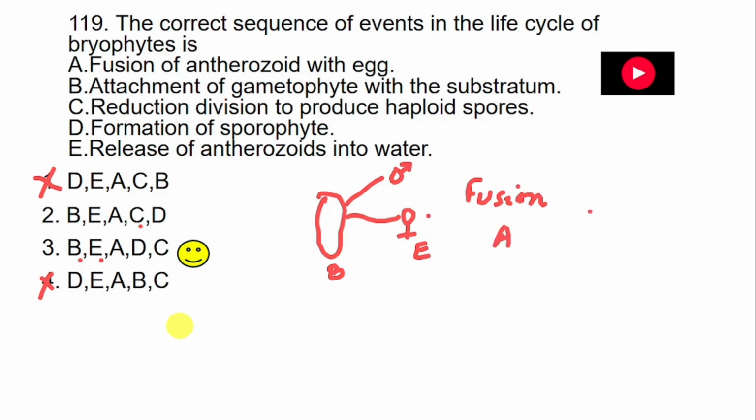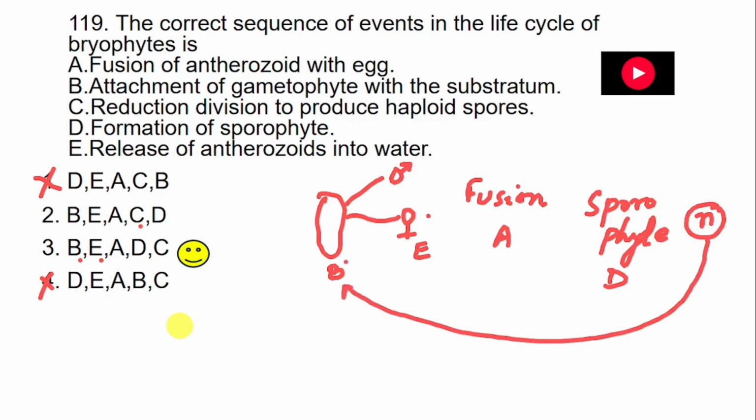Then after fusion, what is formed? Sporophyte is formed, which is given in D. And the last one will be reduction division to produce haploid spores. So these haploid spores will form the gametophyte. And this is how the cycle will go on and on. So this is the right answer, option 3.